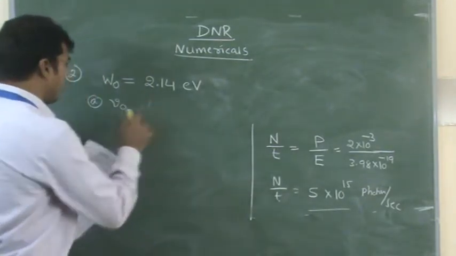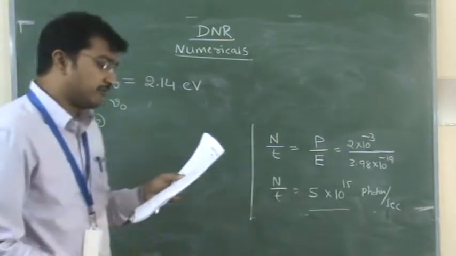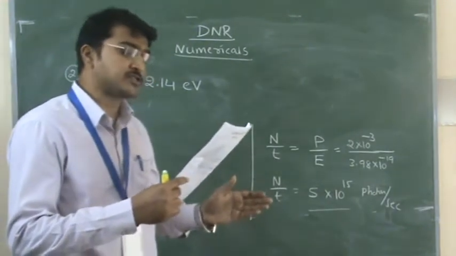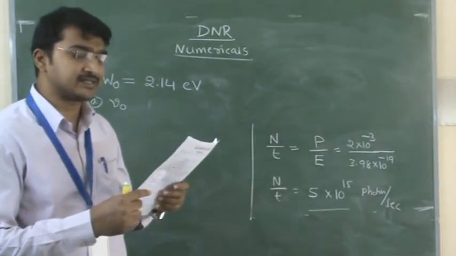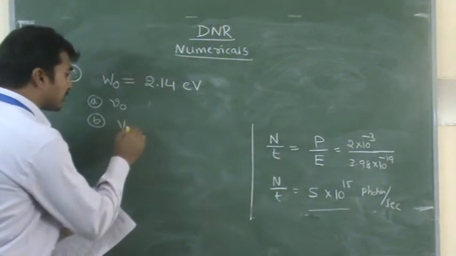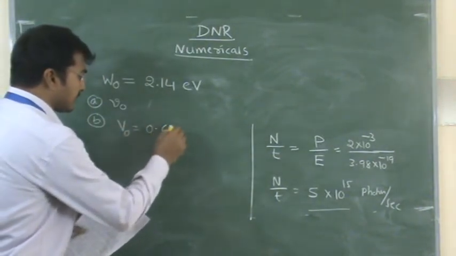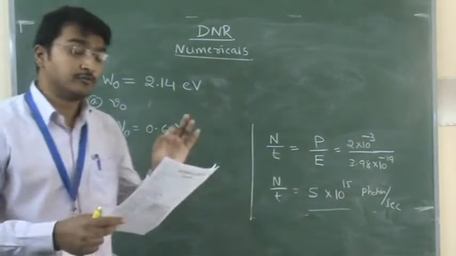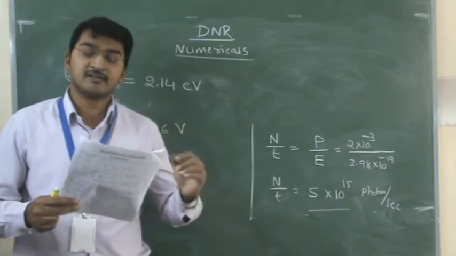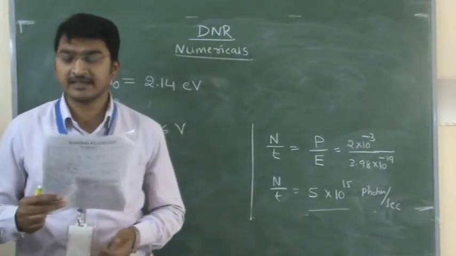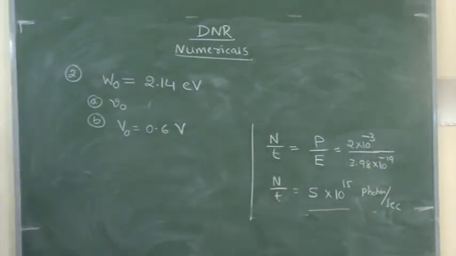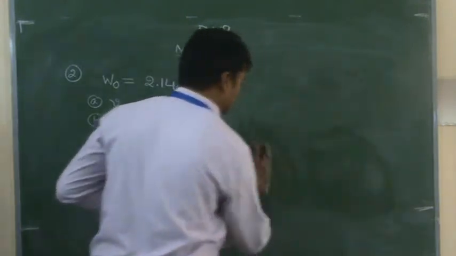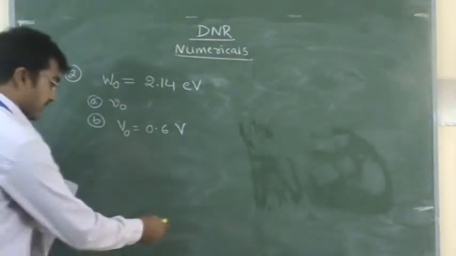Next one, B. They given: the wavelength of incident light if the photocurrent is brought to zero by a stopping potential of 0.60 volts. Okay, stopping potential they given, 0.6 volts. We should find the wavelength of incident light. Let's see. Okay, next we'll discuss about it.